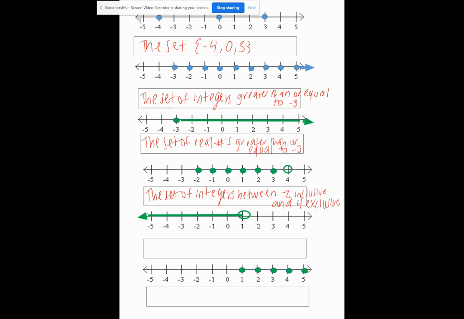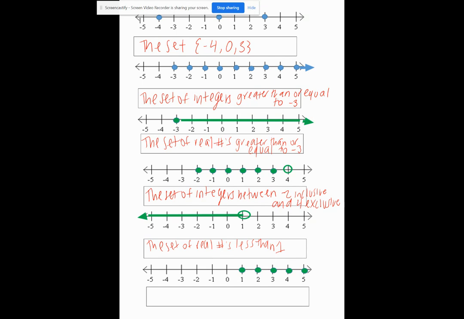Take a look at the next one. We see we're working with real numbers again. So we say the set of real numbers. And because it's an open circle, we're going to say less than 1. We have the arrow and the open circle, so it's less than.